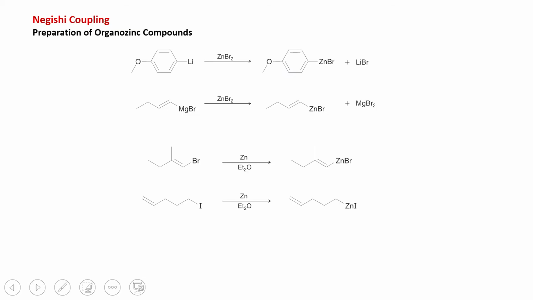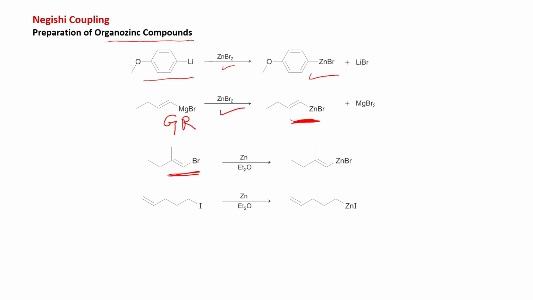Negishi coupling. In Negishi coupling you can use a variety of metals like zinc, aluminium. How do you prepare your organozinc compound? First you treat organolithium with zinc bromide, and you will get an organozinc compound. Also you can treat Grignard reagent with zinc bromide, and again you can get an organozinc compound, or directly you can prepare it from an organohalide. Just treat the organohalide with zinc in the presence of diethyl ether, and you will get organozinc bromide. It's the same as making Grignard reagent. Here you can see alkyl halide treated with zinc in diethyl ether, you are getting an organozinc compound.